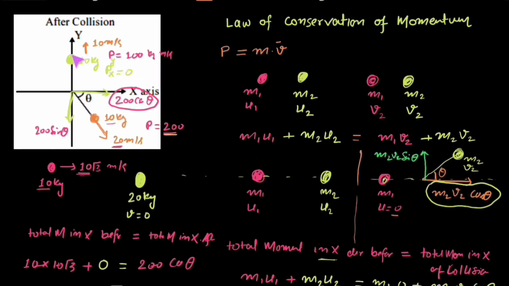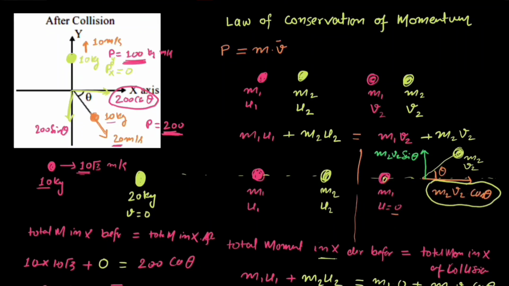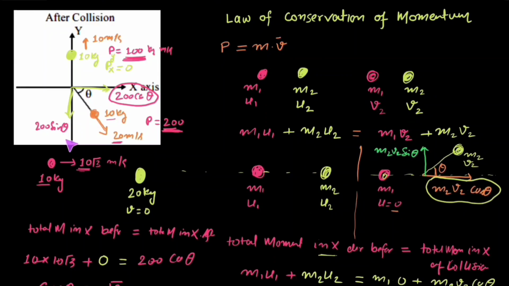As we can see, this is the momentum in the y direction after collision, which is equal to 100. So the part of this ball which has split from the 20 kg ball and starts moving at an angle of theta, the part of this 200 in the y direction, that is 200 sin theta, must be equal to this 100. Then only the law of conservation of momentum would be satisfied. And we know that the value of theta is 30 degrees.